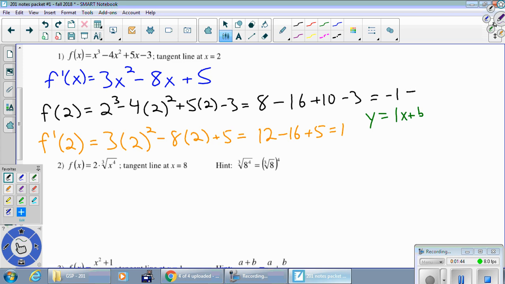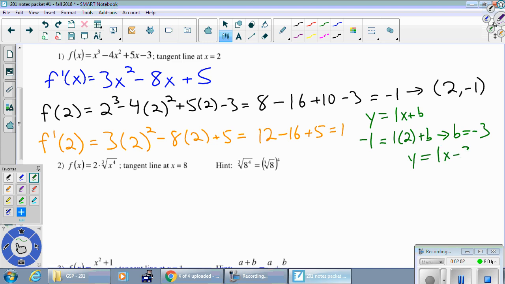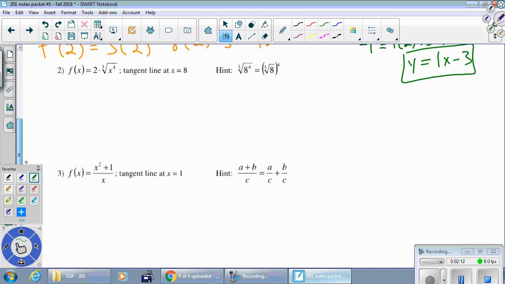Probably should have written the point over here. When x was 2, y was negative 1. So those are the things that we plug in for x and y. Negative 1 is the y, 1 times 2 for the x, plus b. Subtract 2 from both sides, and we get b is negative 3, which means our final equation is y equals 1x minus 3. Probably don't need to write that 1. So that's the equation of our tangent line, y equals x minus 3. Number 2.